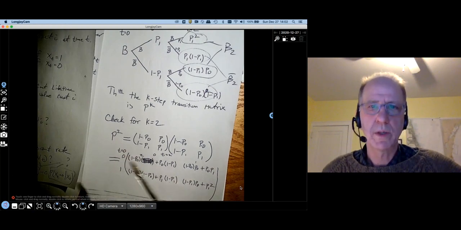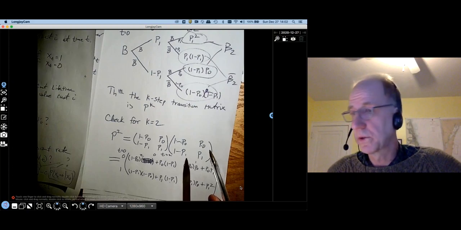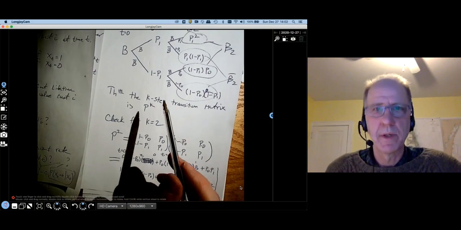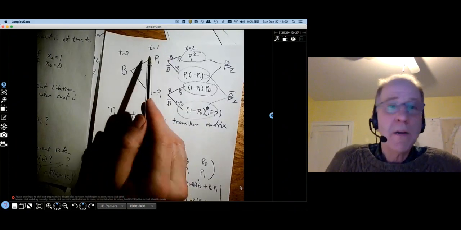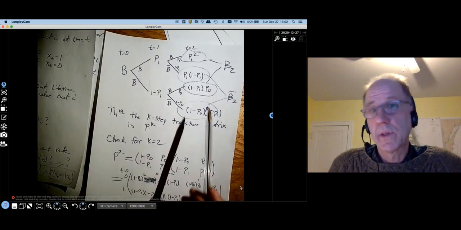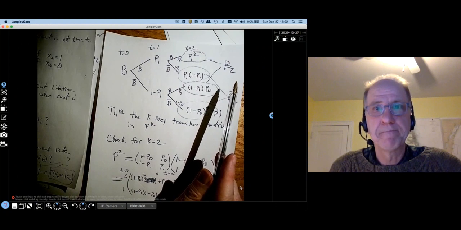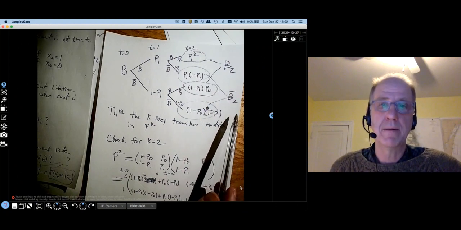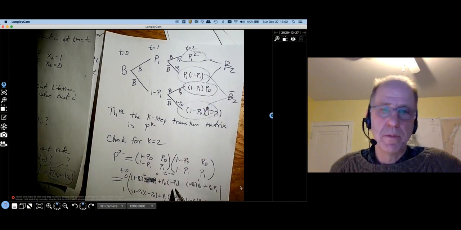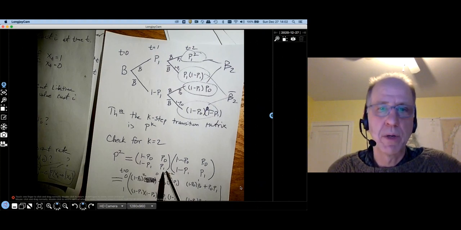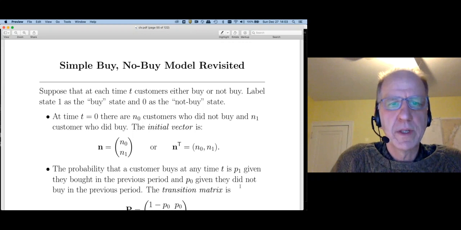This will work. What I would encourage you to do, if you're not fully grasping this, is try it for t equal to 3. If you check this out on another period, there will be 4 ways that you can be a buyer and 4 ways that you can be a non-buyer. Then try it with the matrix multiplication approach. You will get the same answer. So a few more things to know.